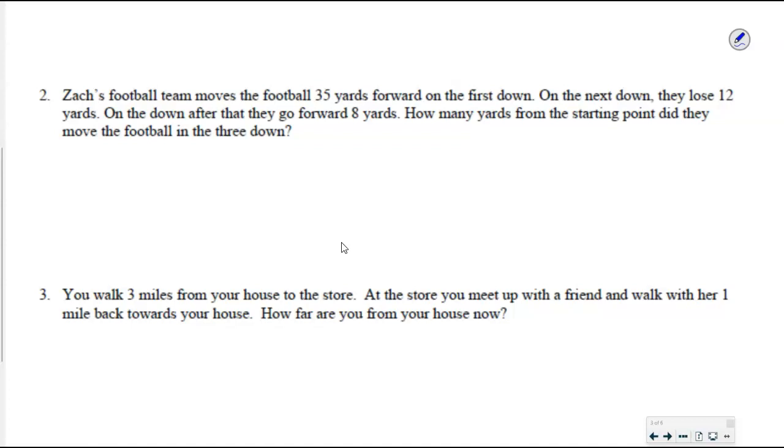A lot of you might say, I have no idea when it comes to football. That's okay. There are enough context clues like moving the ball forward or losing yards. So even if you know nothing about football, focus on the other context clues, and maybe there is someone who can explain football to you in your groups.